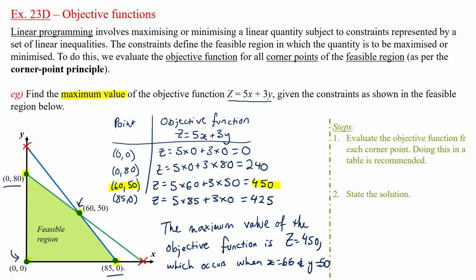Sorry, my pen is loading so slowly that the 60 looks a little bit like a 66. So we'll just fix that up really quickly. And that's it. That's how we determine the maximum value of an objective function. Okay, that's the basics. Feel free to pause here, take down these notes, and rewatch whatever you might need before we jump into a much larger example of objective functions and linear programming.